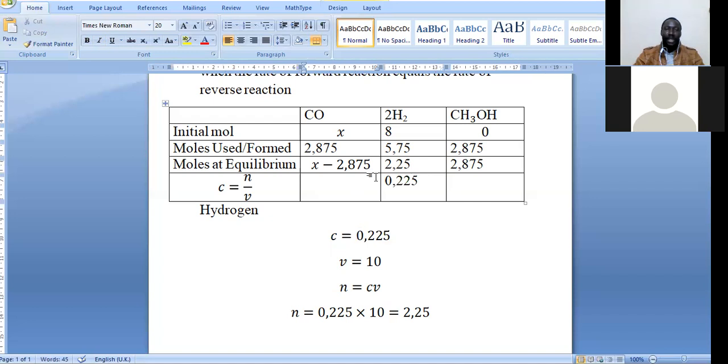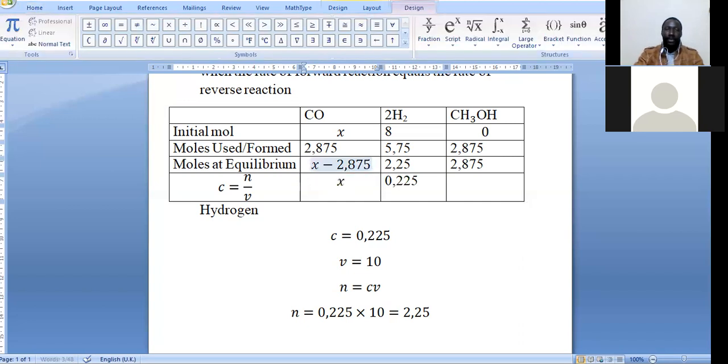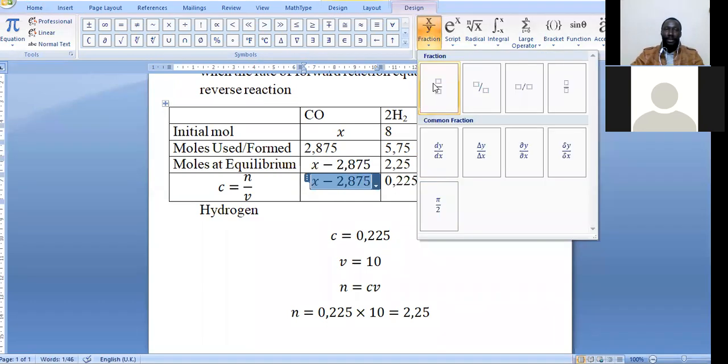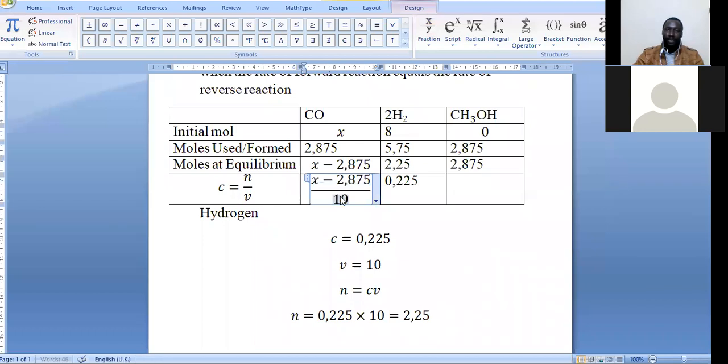How about the concentration here? Well, we now use this formula: number of moles per unit volume. This is the number of moles. What is the volume? They're in the same container, so the volume will not change. So we are going to be having x minus 2.875. That is the number of moles. Now we have to divide it by the volume. And the volume is 10. They're in the same container, so the volume remains the same.